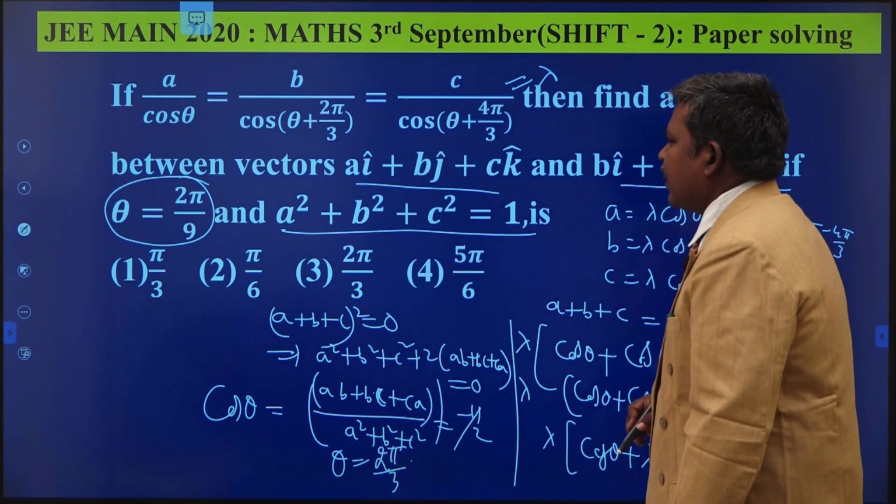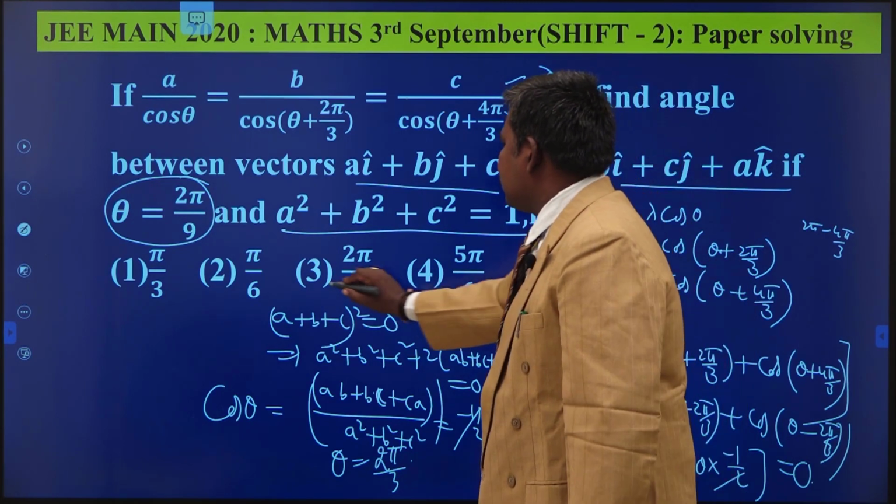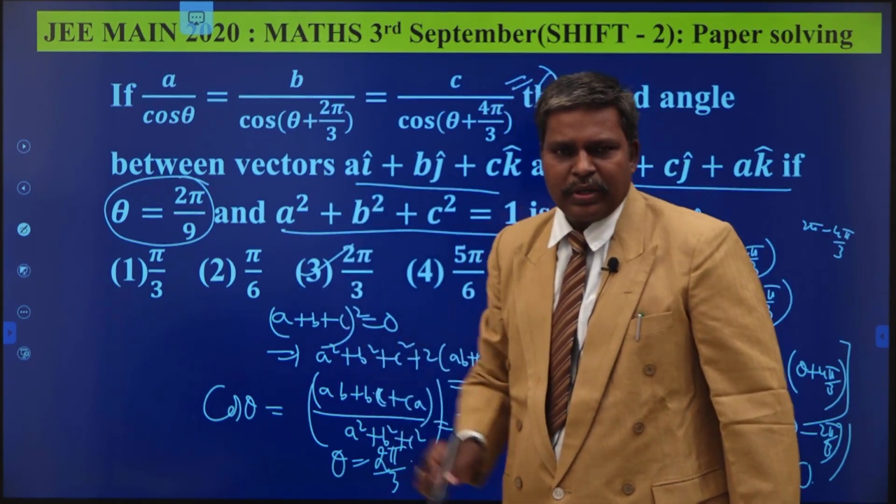So the angle between the two vectors is 2 pi by 3. This is the option.